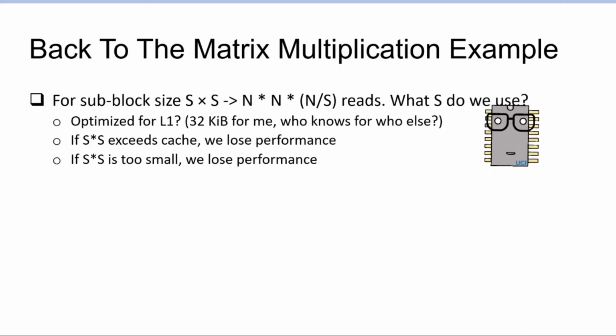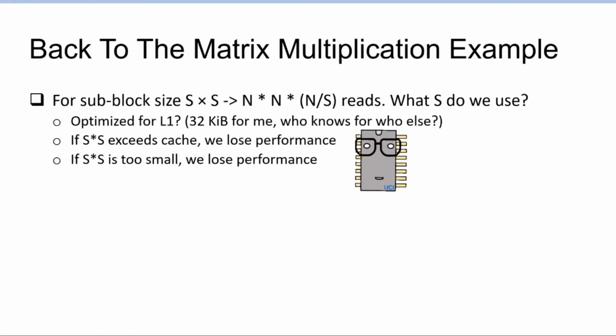The question here could be, the L1 cache for me is 32 kilobytes because I'm using a certain Intel processor or whatever. The L1 data cache could be different sizes for different processors, even compatible processors from different manufacturers, etc. And if S by S exceeds the cache, we would lose performance. In fact, we will see a pretty sharp decline in performance, because at that point, we'll be back to thrashing the cache again.